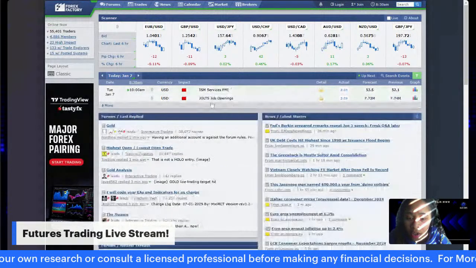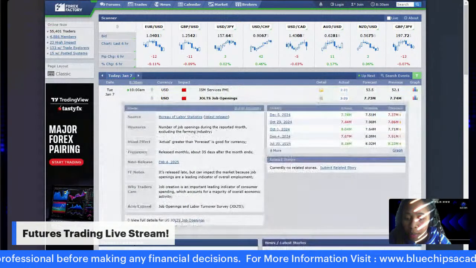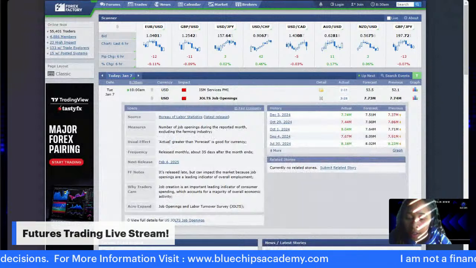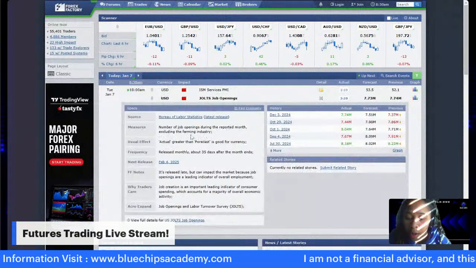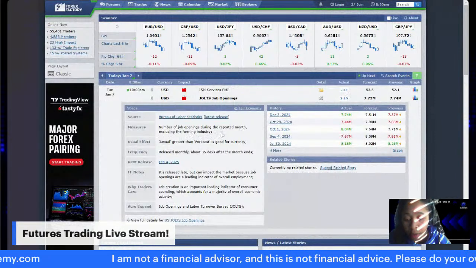Okay. JOLTS job openings. Let's see what that's about. Number of job openings during the reported month, excluding the farming industry. So if it's more job openings, that's probably a bullish sentiment. If it's less job openings, it's probably a bearish sentiment, but we don't know.